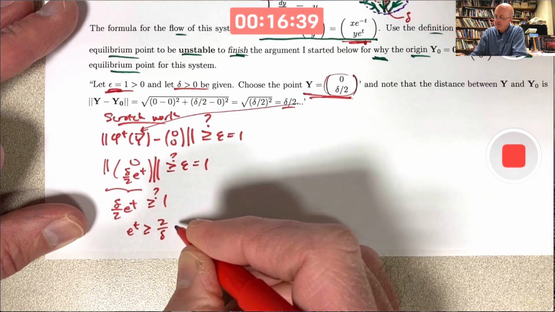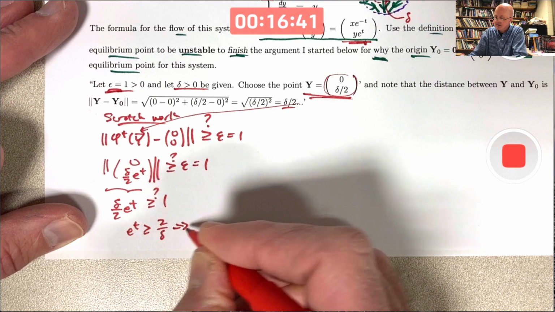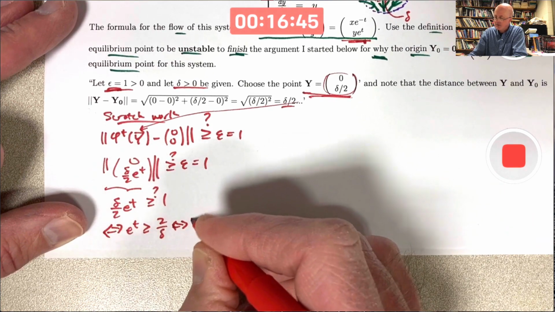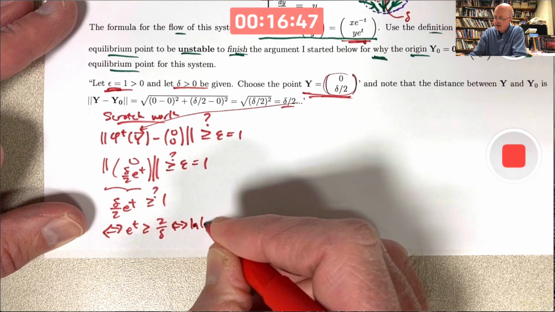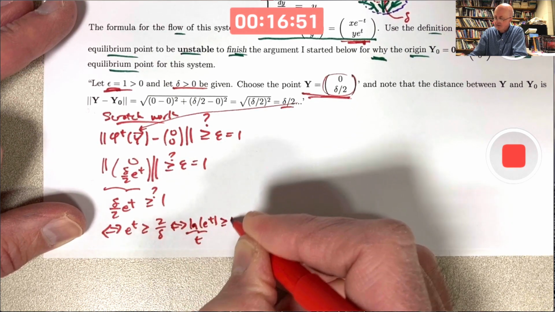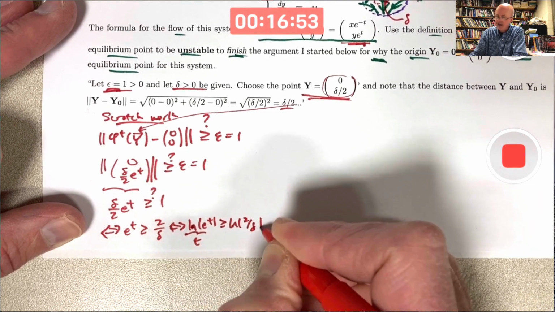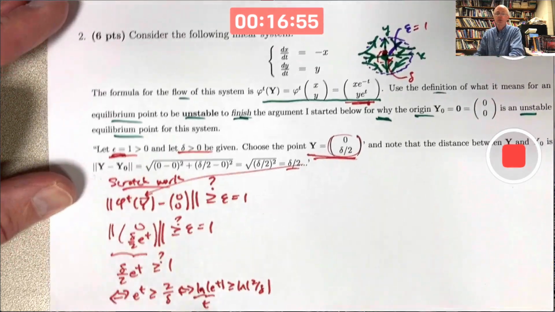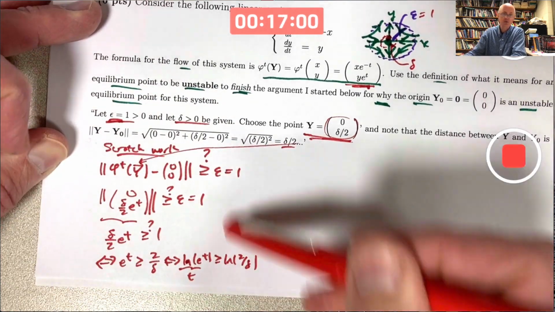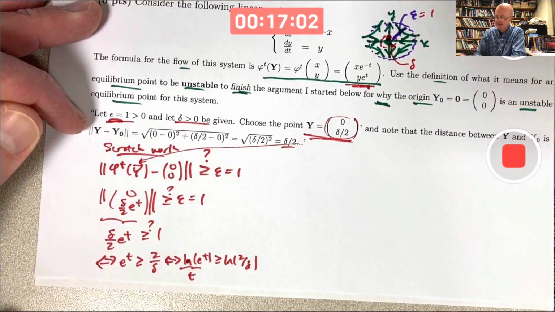Then take the natural log of both sides. These are two-way implications here. Natural log is an increasing function. Natural log of e to the t is t, and that's got to be greater than or equal to natural log of 2 over delta. And that effectively, based on your scratch work, is how big t needs to be. But now we need to say it in the reverse order. That's the logic that needs to be set in.